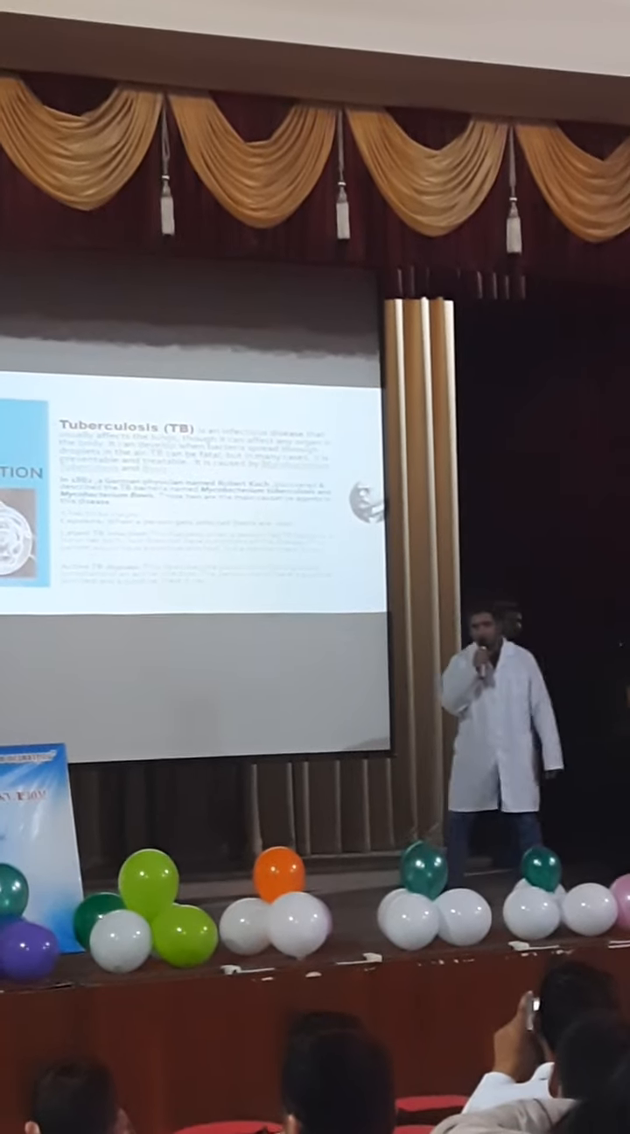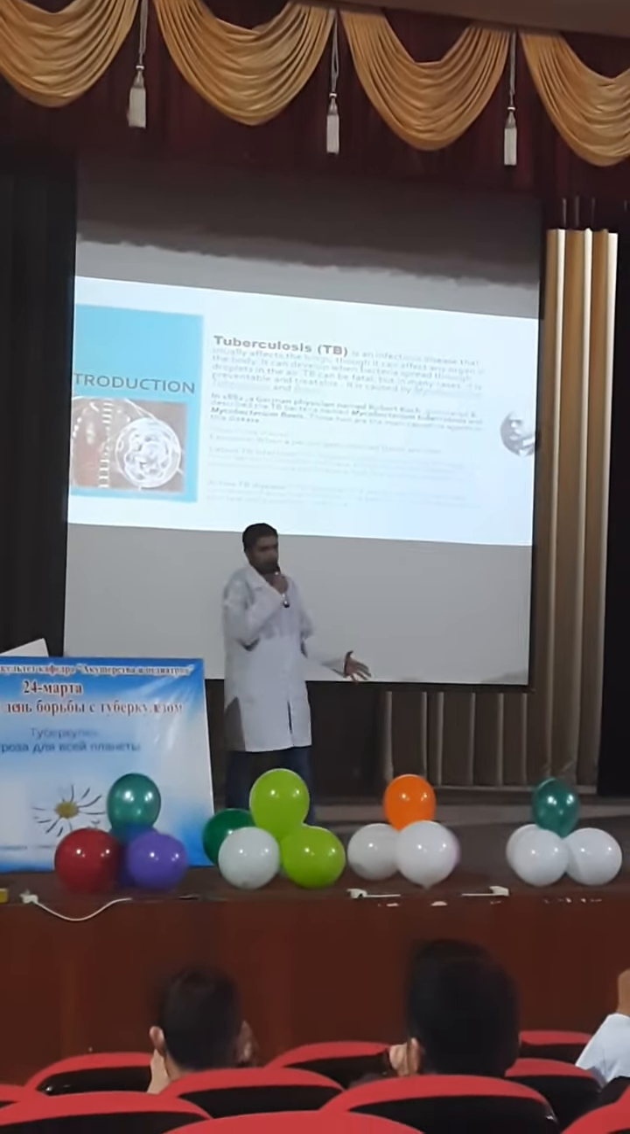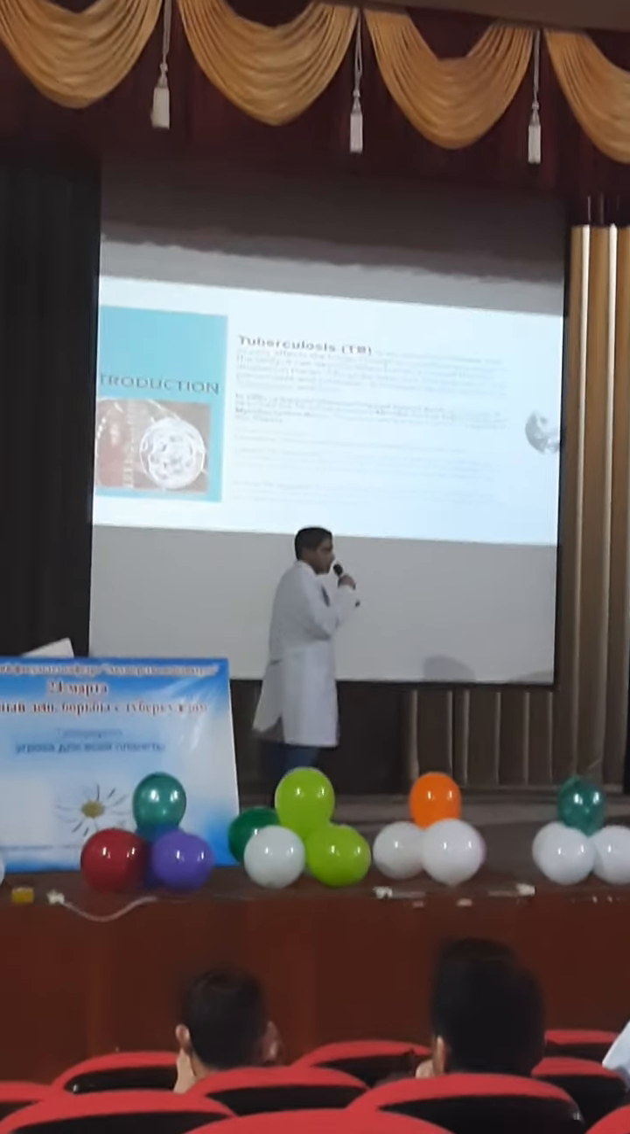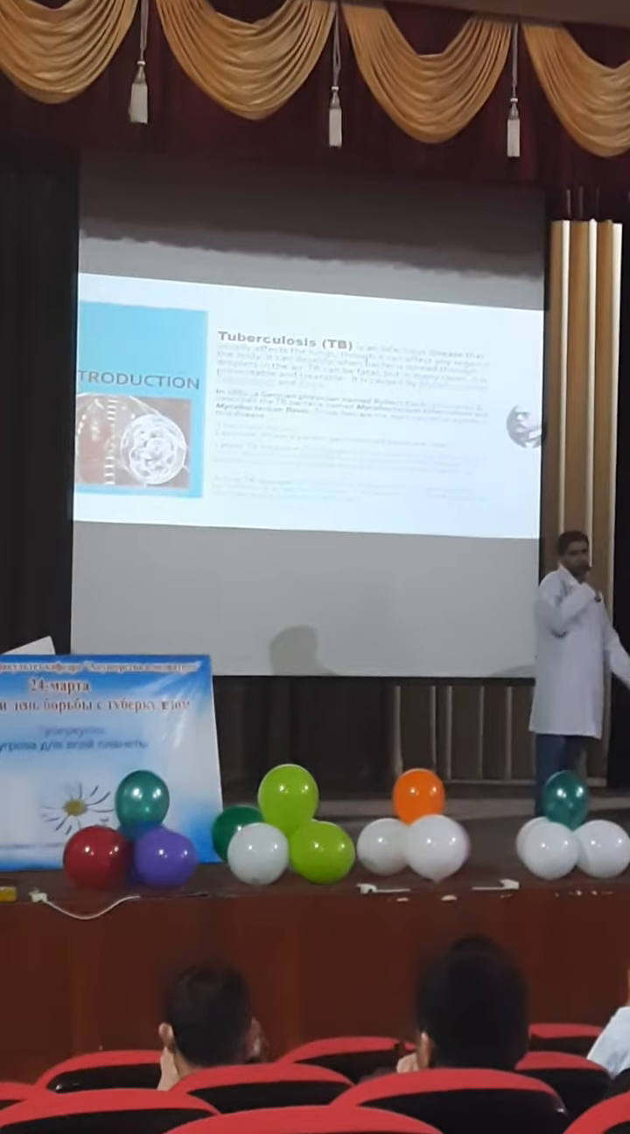Basically it has three stages. The first one is exposure, when you're exposed to it. All the tests will be negative. The second stage is latent, when the infection actually starts and it is contained by the immune reaction. The third would be active, and that is what causes the most problems, when the bacteria is actually multiplying in the body.